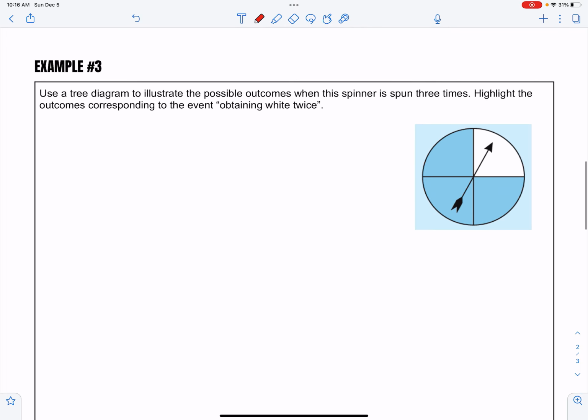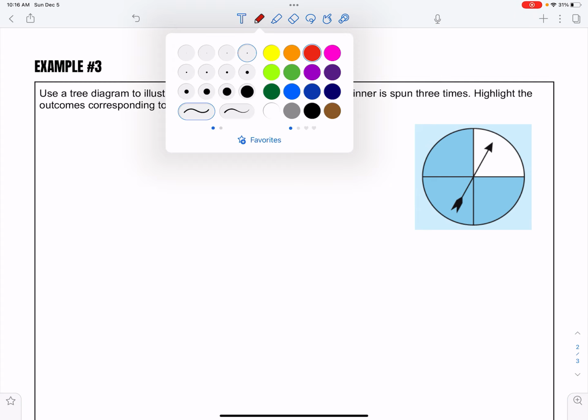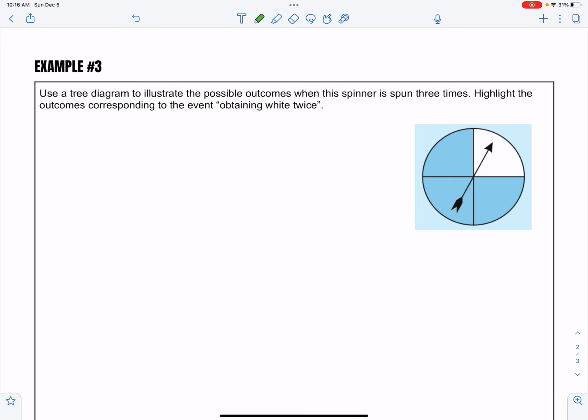Example 3 says, use the tree diagram to illustrate the possible outcomes when the spinner is spun 3 times. So we're going to have 3 sets of branches on the tree diagram. And it says, highlight the outcomes corresponding to the event obtaining white twice. So you want to write out how you can obtain white twice. So when we read a tree diagram, we read it like a story from left to right.